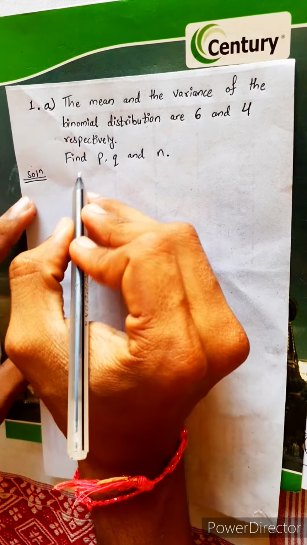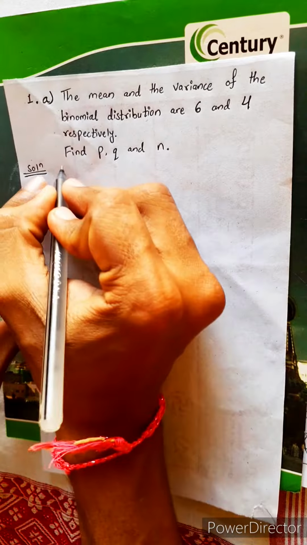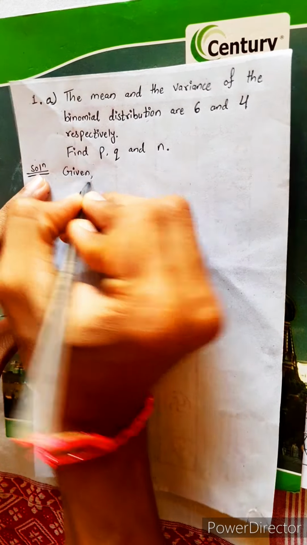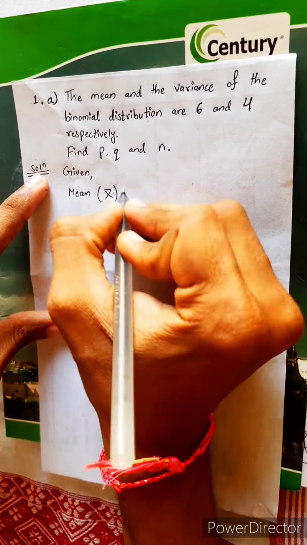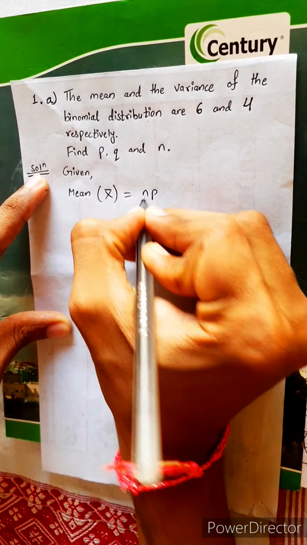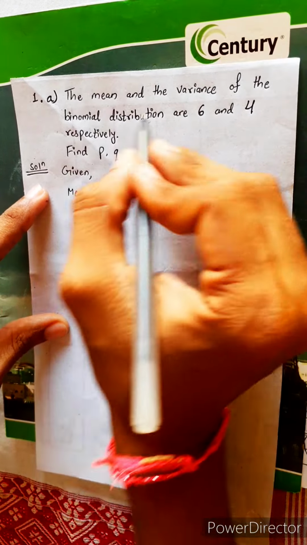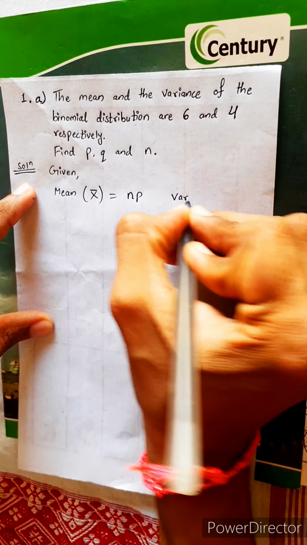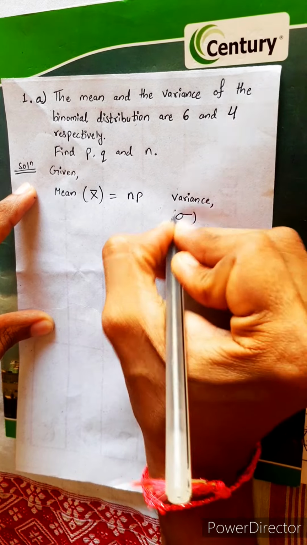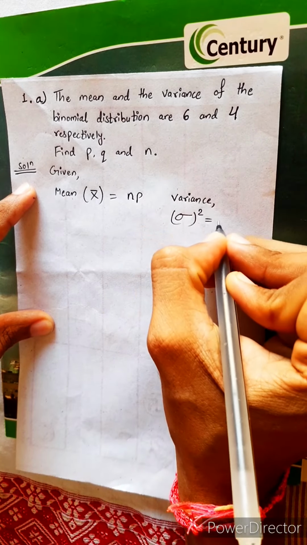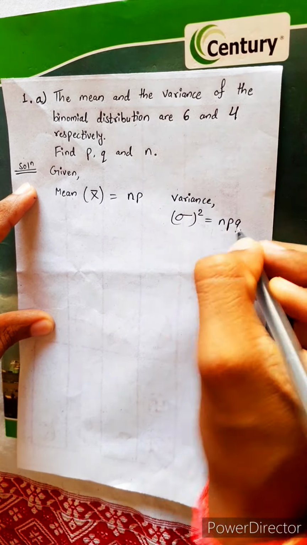So let's solve this. Mean and variance are given, so we have to write the given information. What does this mean? Mean, x bar, has a formula: np. And there is one more formula, of variance. Variance means sigma square, and it also has a specific formula: npq.